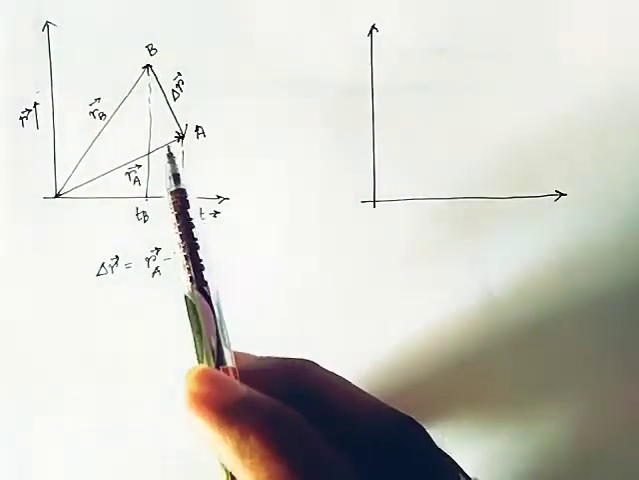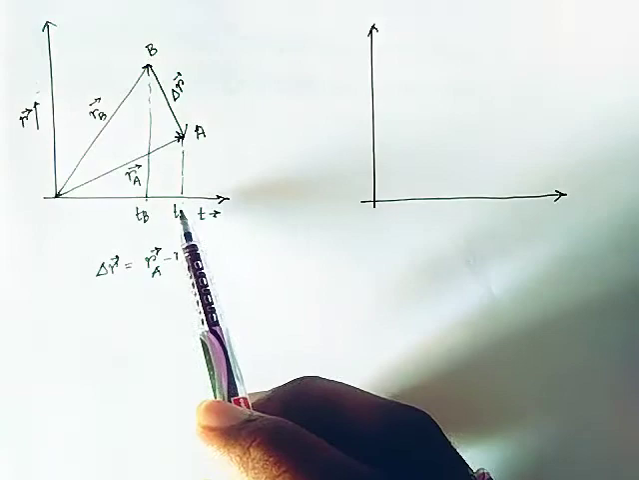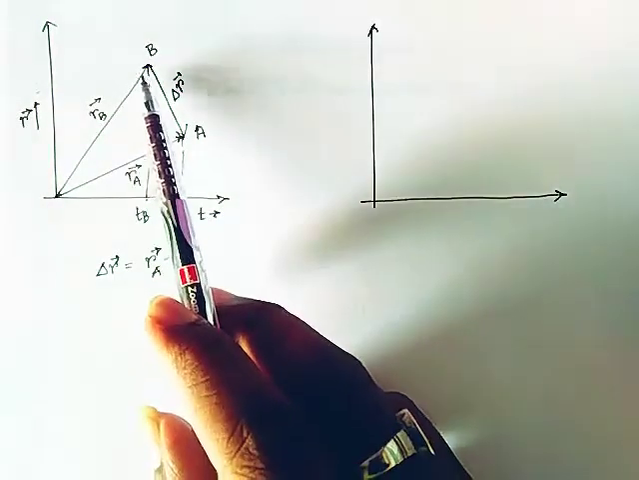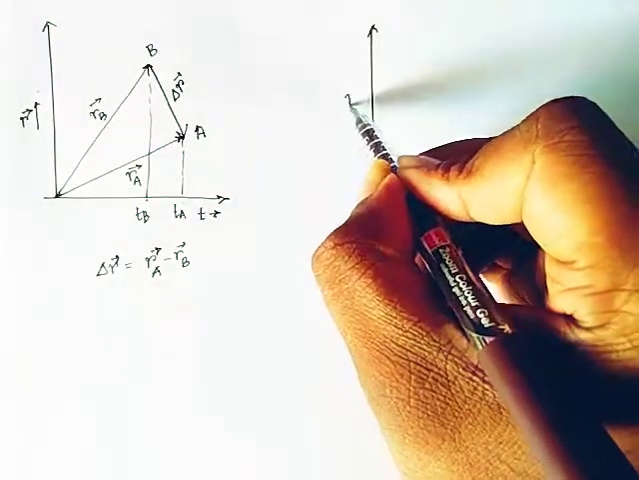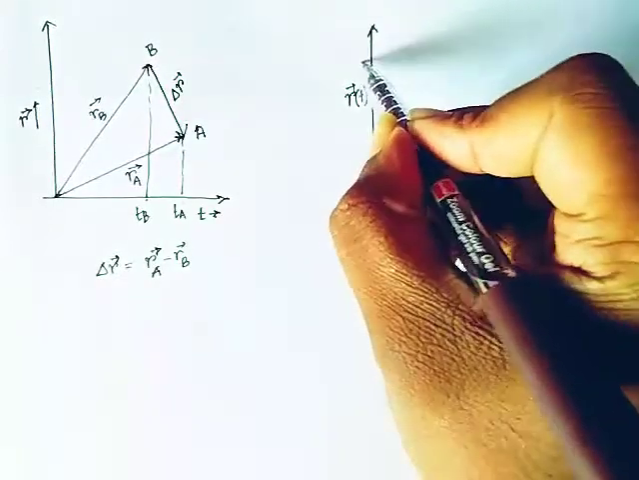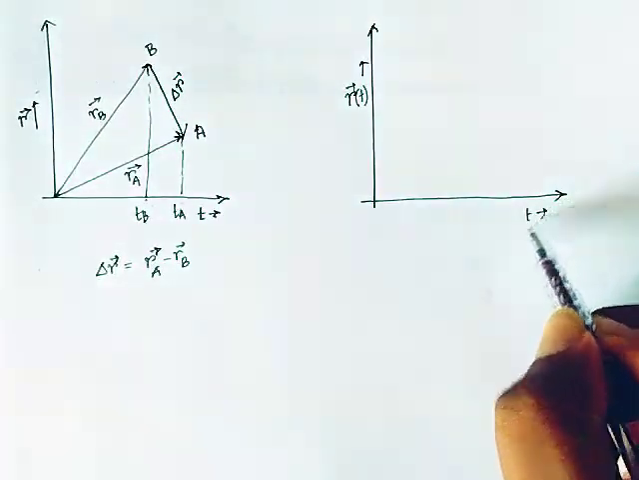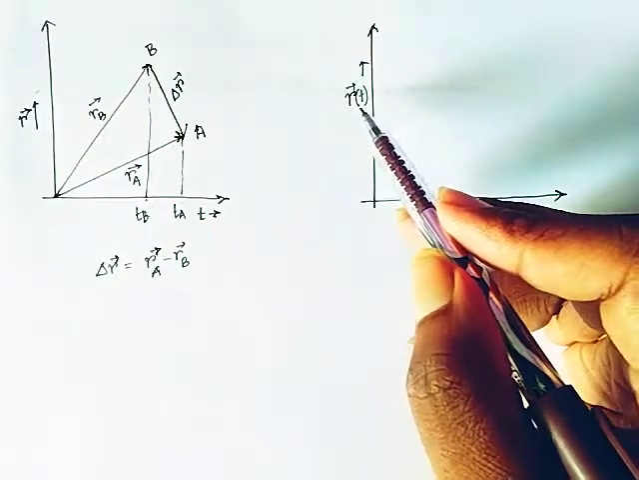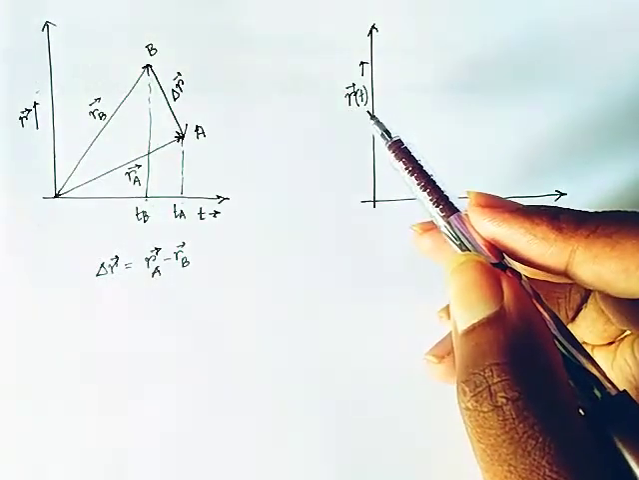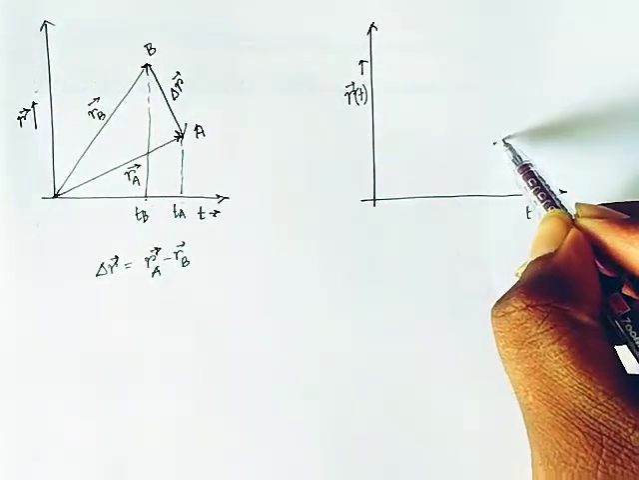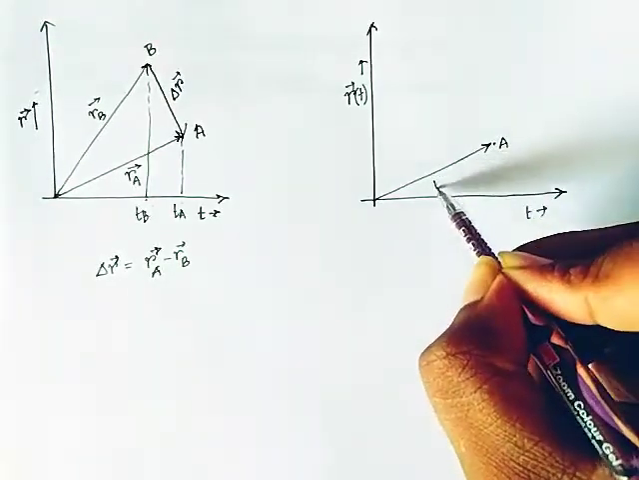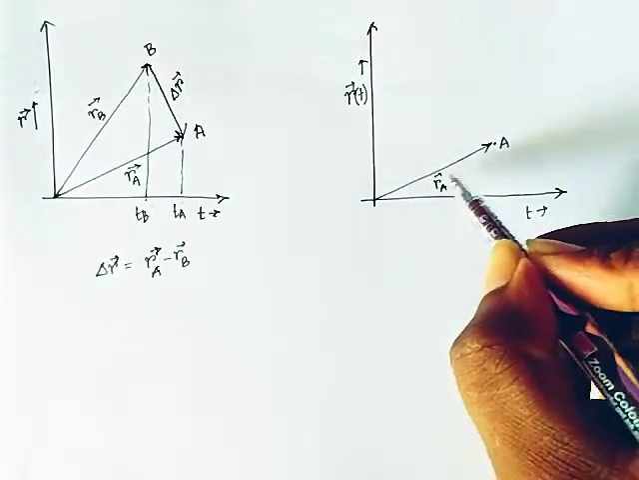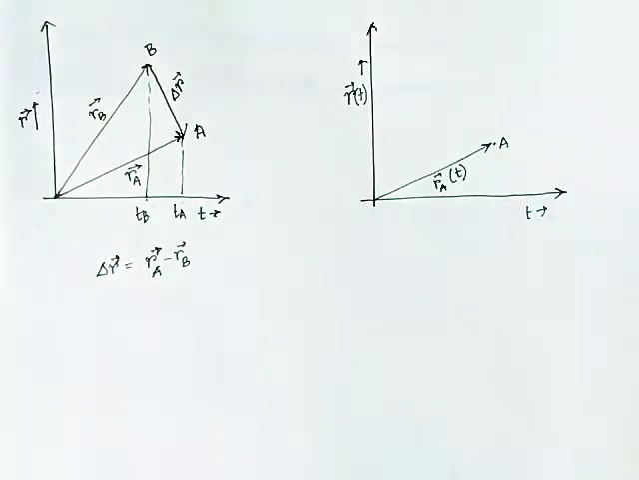Here, just consider that the particle cannot move from A to B because TA is greater than TB. So the particle can move from point B to point A. But if I draw the position versus time curve, one thing I have changed here: the position of the particle is changing with time. Just see, this is the A position. At that time the position vector is RA, which is a function of time.